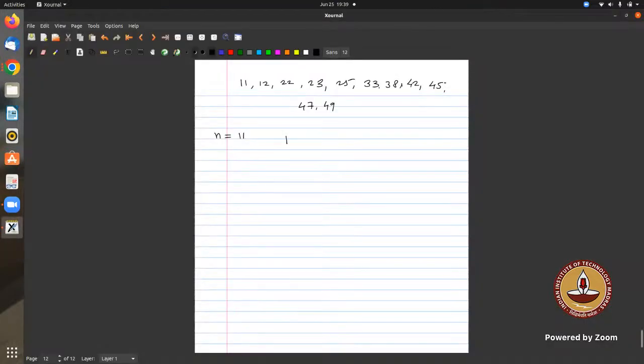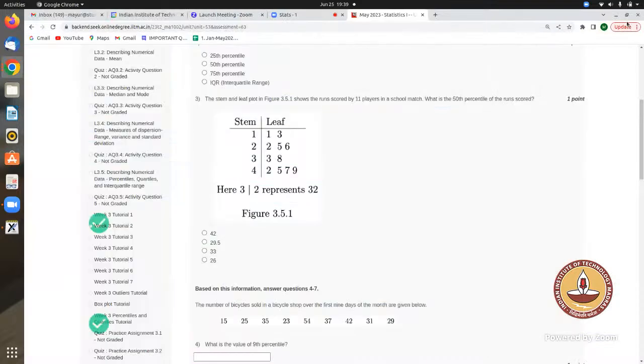I wanted to find the 50th percentile. P equals 0.5. So N into P, 11 into 0.5, is how much? 5.5, which is not an integer, so it is the sixth observation. Yes. So 1, 2, 3, 4, 5, 6. The 33 should be the correct answer.